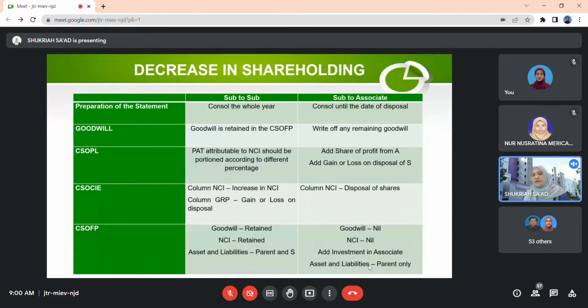Okay, so this is basically apa yang kita akan cover. So today kita akan look at on sub to sub, decrease in shareholding. Alright, so preparation on the statement. Okay. So console the whole year kalau sub to sub. Maknanya tak ada portion. But kalau sub to associate, kita kena console until the date of disposal. Because remember, associate will not be consolidate.